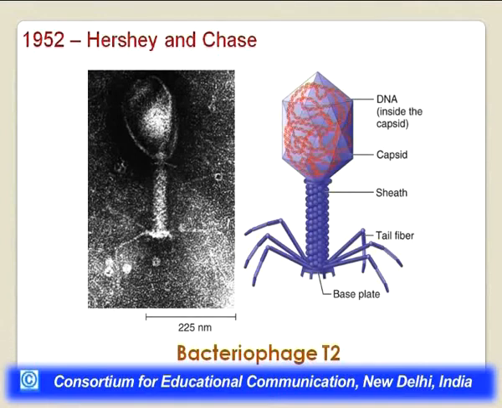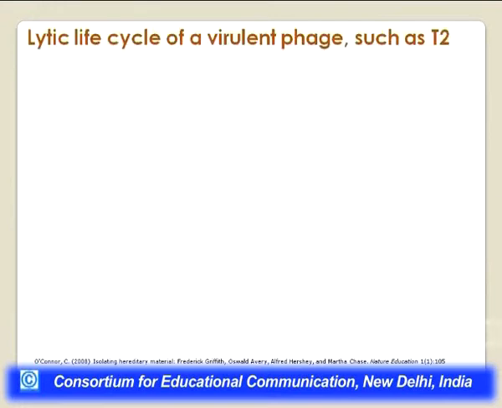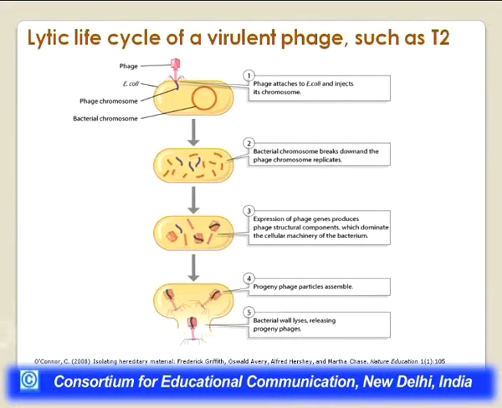So this is the bacteriophage T2 molecule, and if you look at the lytic life cycle of a virulent phage, it follows that of any other pathogenic lytic phage. The T2 attaches to the E. coli and injects its chromosome. The protein parts remain outside, and only the DNA is injected into the bacteria. The bacterial enzymes break down the host chromosome and then the phage chromosome replicates.